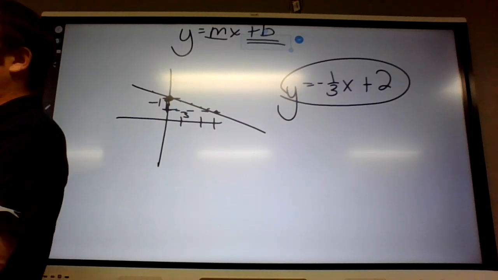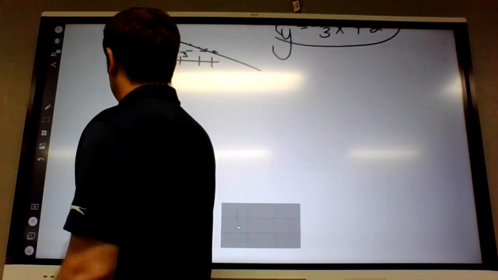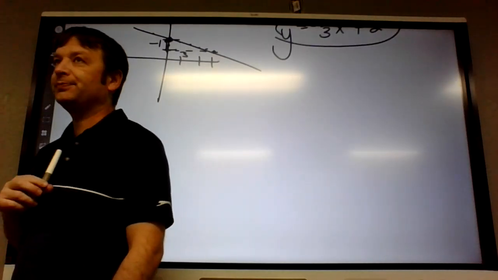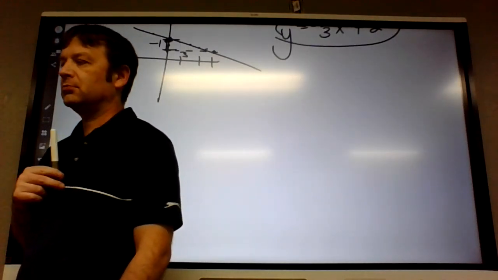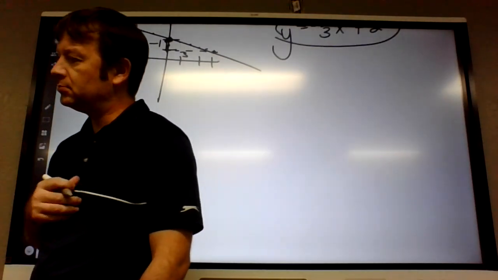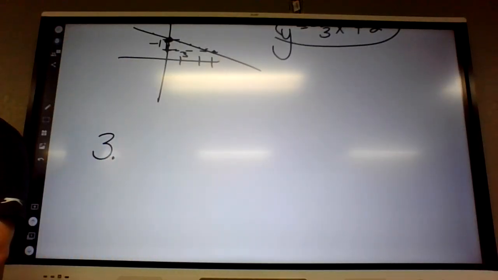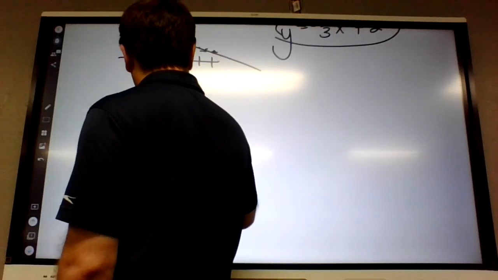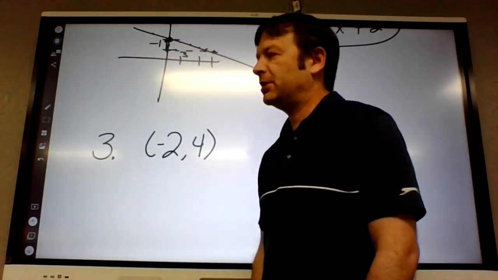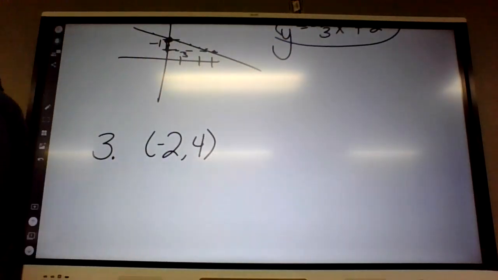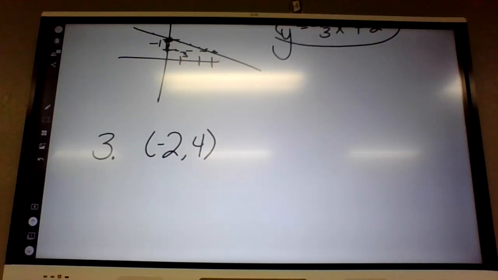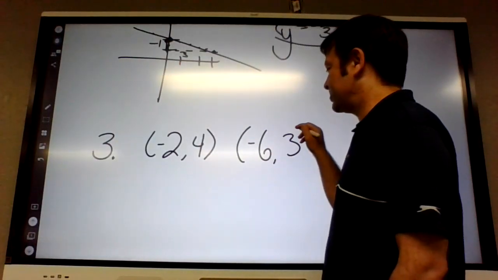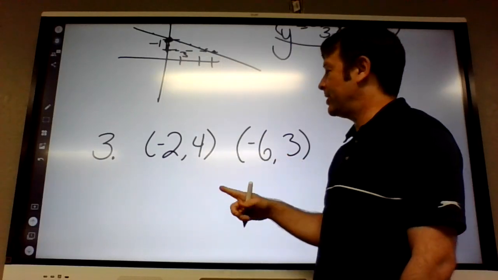Okay, number 3. So we need to identify 2 points on the line to find the slope. So Emily, what's a point on the line on number 3? 0 and 1, 2. Like -2 and 4. Okay, -2, 4. We need one more. I think it was like -6 or something. Yeah, -6, 3.